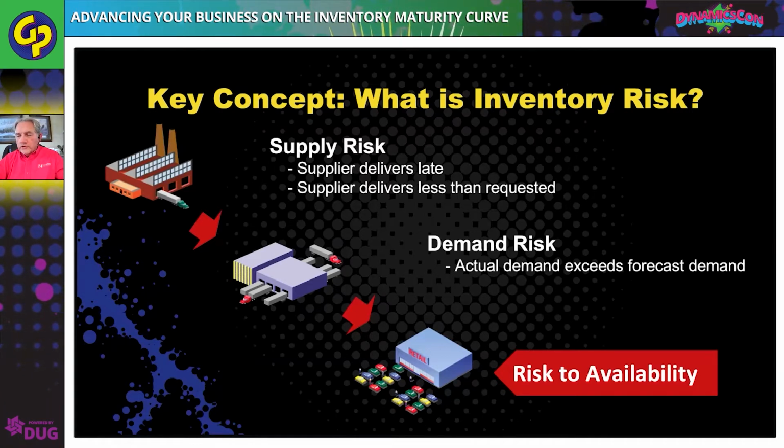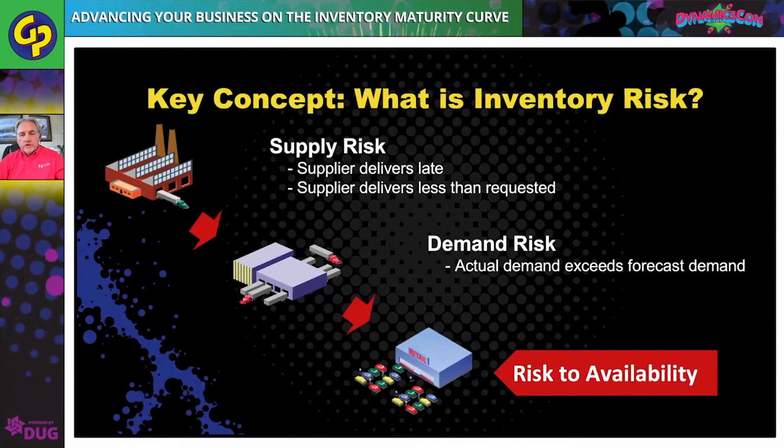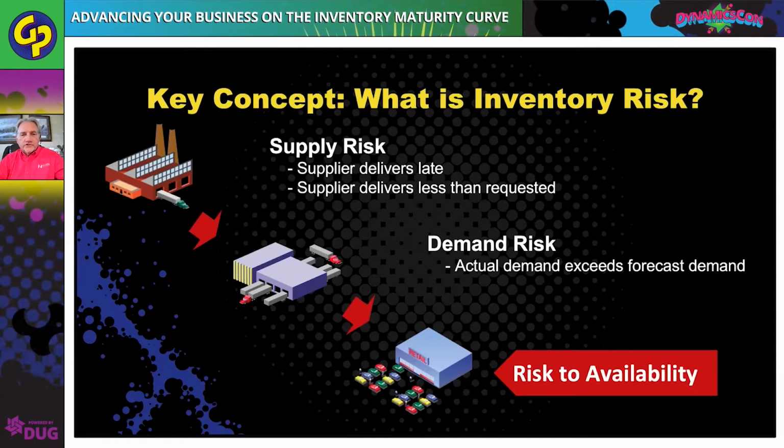So a real critical fundamental concept is this whole thing of inventory risk and what that is. And essentially, it's an availability risk, right? What is the risk of me having stock on hand when there's demand presented for it, either from a customer or from a production facility that's ready to go produce some product? Do I have all the raw materials and components necessary to do that?